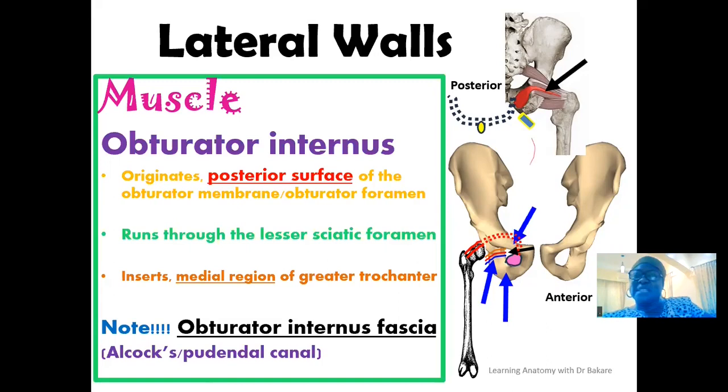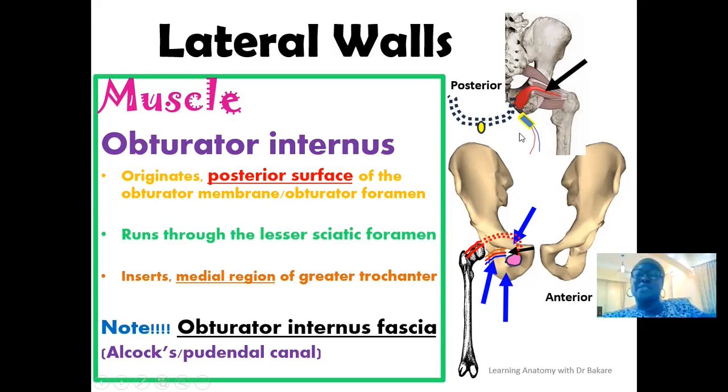So we have the internal pudendal artery here highlighted in red, passing through this canal, and also the internal pudendal vein. We know that the internal pudendal artery is a branch of the internal iliac artery. The internal iliac artery is located within the pelvic cavity, and it needs to give off a branch, which is the internal pudendal artery, that needs to pass through this canal so as to supply regions outside that space.